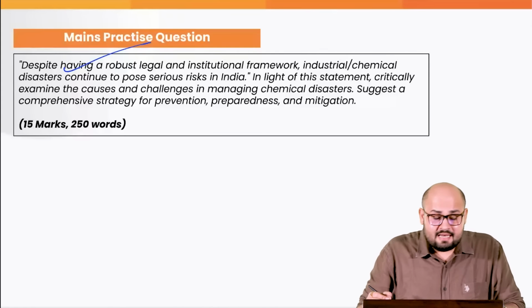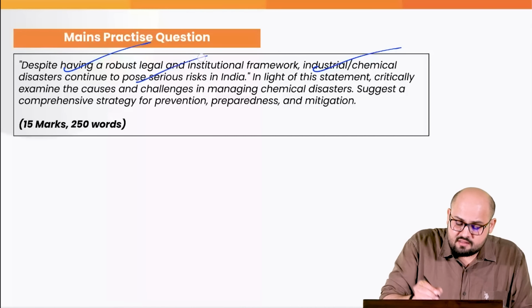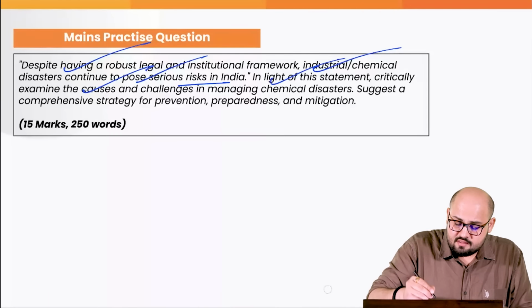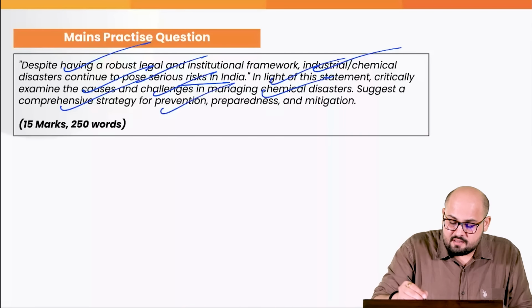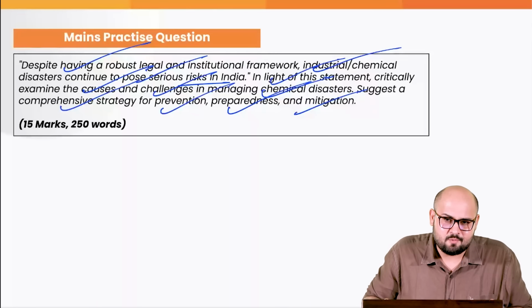Let's have a mains practice question. Despite having a robust legal and institutional framework, industrial chemical disasters continue to pose serious risks in India. In the light of this statement, critically examine the causes and challenges in managing chemical disasters, and suggest a comprehensive strategy for prevention, preparedness and mitigation. 15 marks, 250 words. Do write a particular answer on this question.